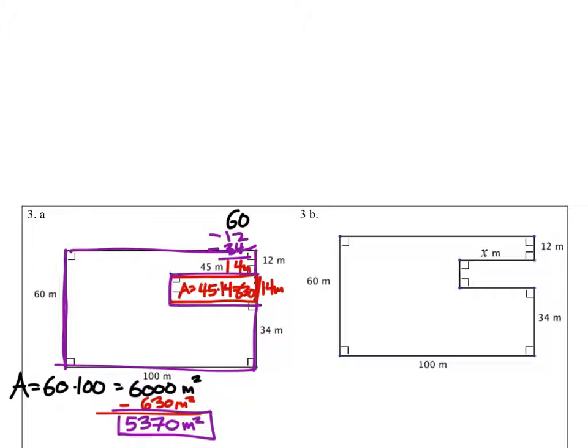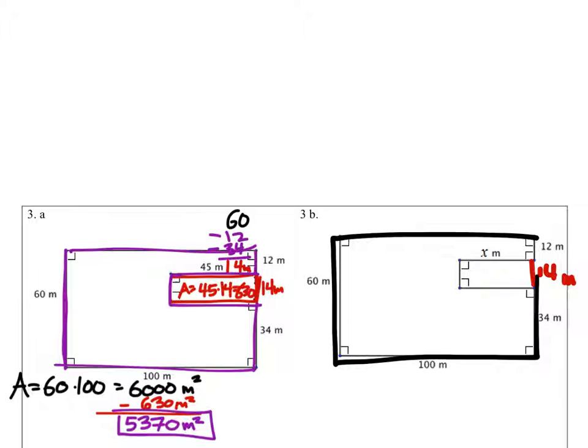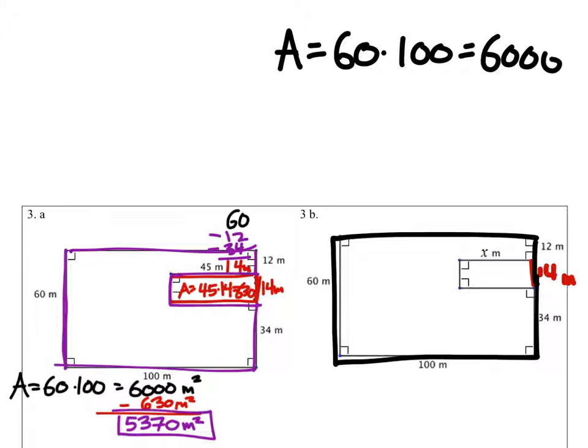Now let's compare this with 3B. And the nice thing about that is we still know this is 14 meters right here. But if I wanted to find the area of what would be the whole rectangle, what would be the area of that whole rectangle? Well, still 60 times 100, which is going to give us 6,000. But now I want the area of this red shape again. How do I find that area?